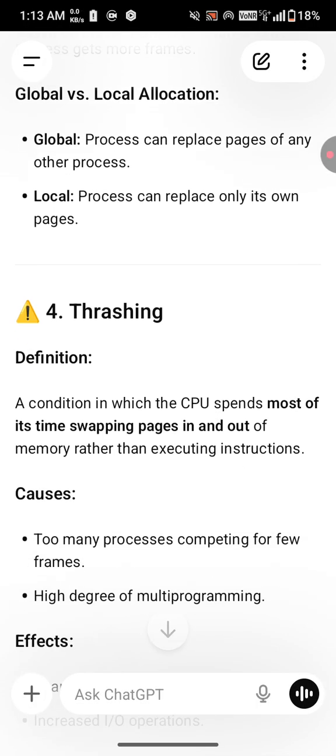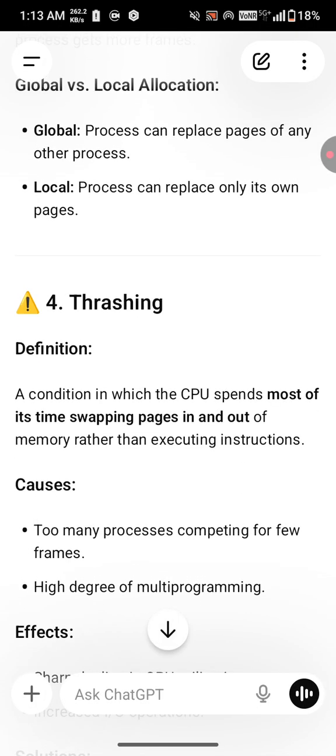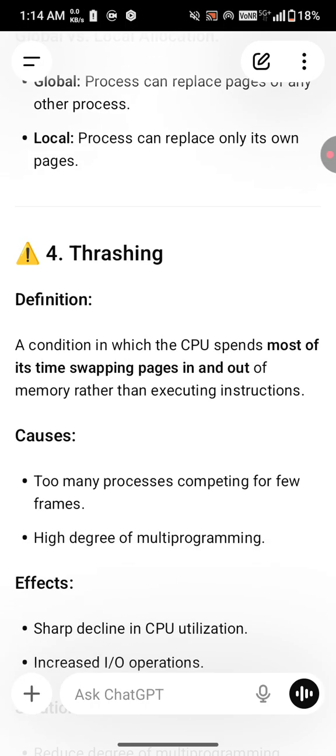Thrashing. Definition: a condition in which the CPU spends most of its time swapping pages in and out of memory rather than executing instructions.